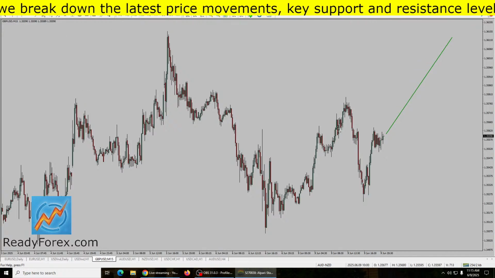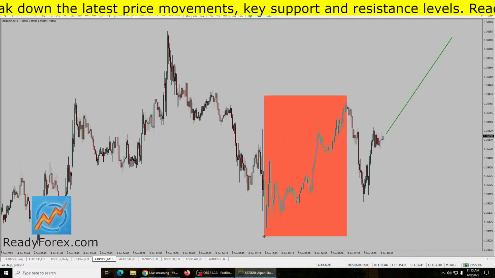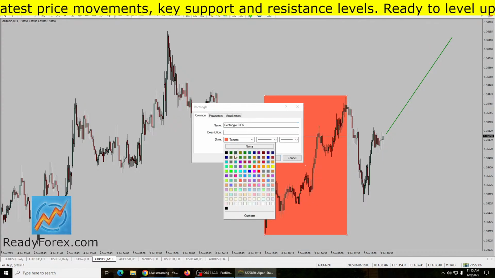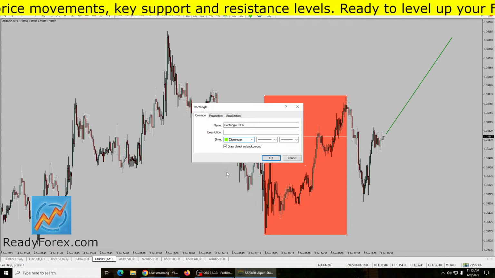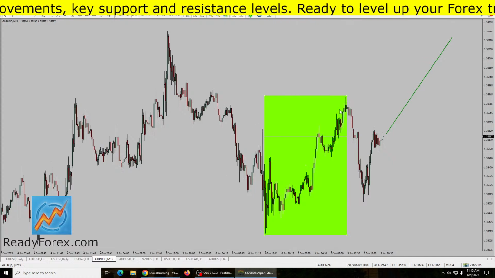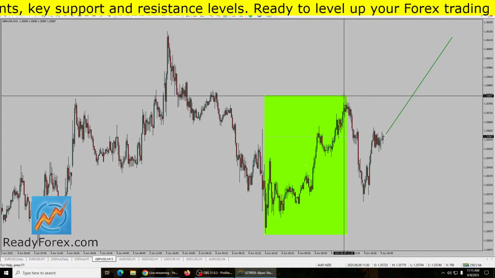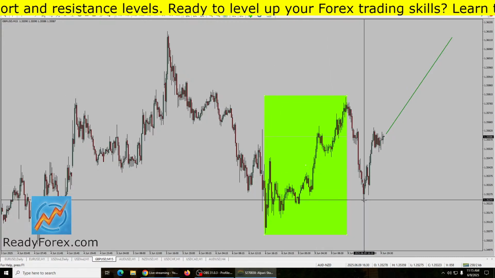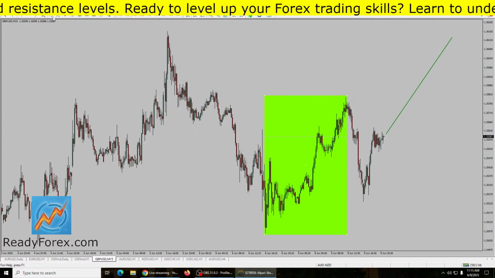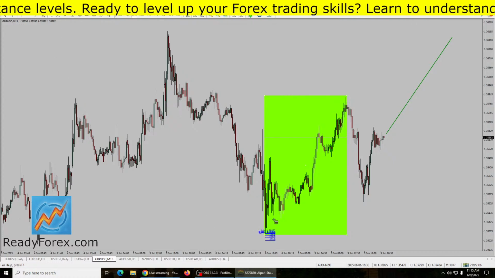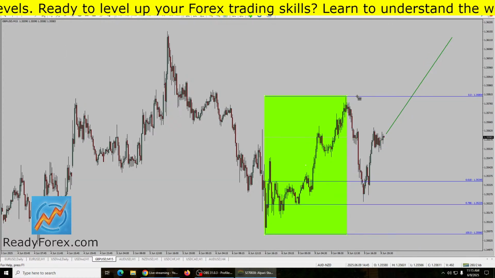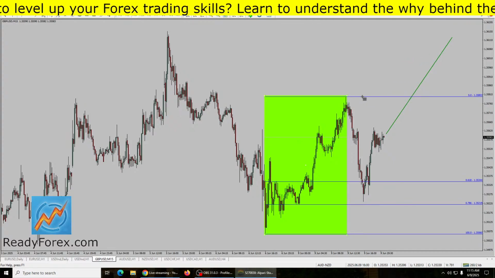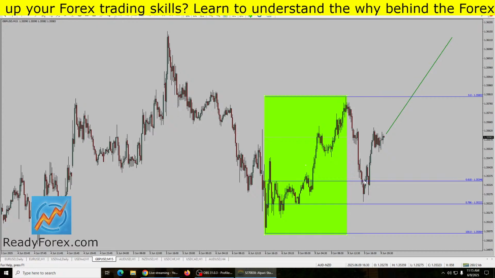because this area over here, let me change the color to green. Okay, so this looks to me like an impulse 1 2 3 4 5 to the upside, then we got the pullback. If you check out the Fibonacci retracement level, okay, so we got a deeper pullback below the 0.618.